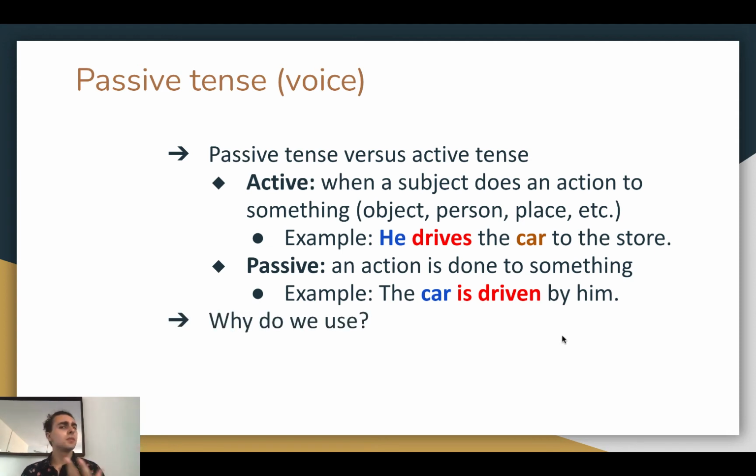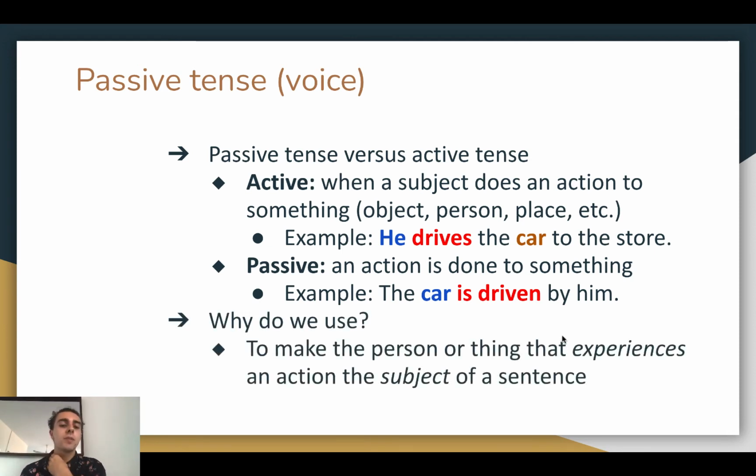So why do we use the passive voice? We use the passive voice to make the person or thing that experiences an action, such as the car, the subject of a sentence. So here we see the car becomes the subject of the sentence, right? And we use this if we want to put more attention or focus on whatever the object or person is that's experiencing the action, right?